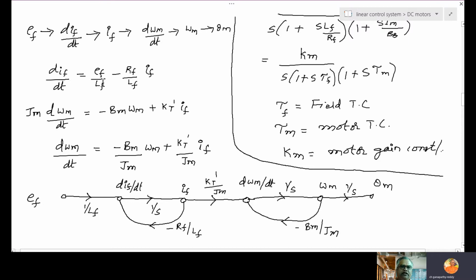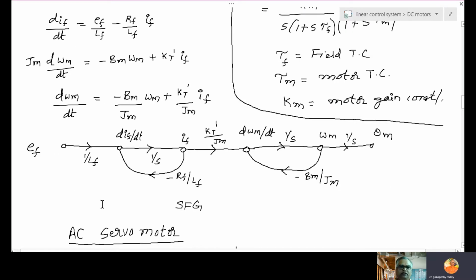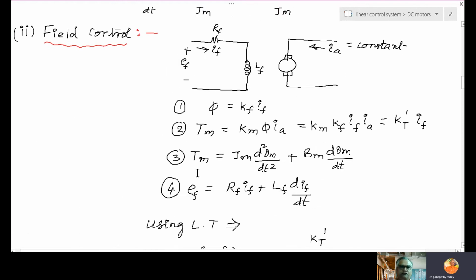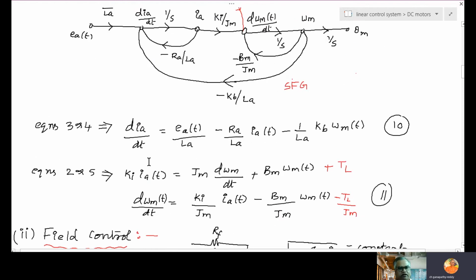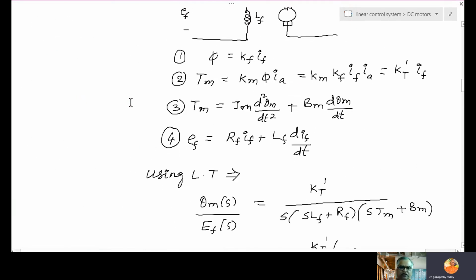So what is this one? EF by LF, so here 1 by LF, then minus RF by LF into IF is this. Accordingly, you mark them. So this is the signal flow graph for the above system. Like this, you can do the work. So two things we have done: one is armature control, second one is field control.